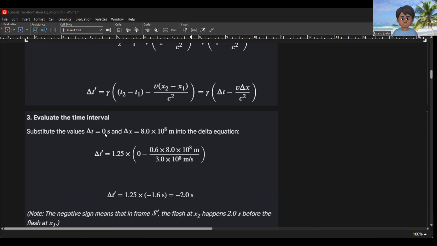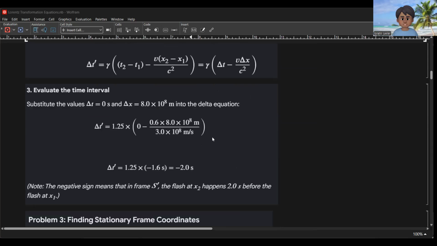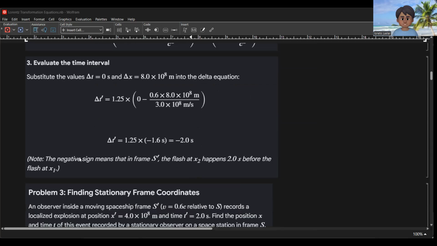So evaluate the time interval here. Substitute the value of delta t equal to 0 and delta x equal to 8 times 10 to the 8 into the equation. So delta t prime, by substitution, is equal to negative 2.0 seconds. The negative sign means that in frame S prime, the flash at x2 happens 2.0 seconds before the flash at x1.